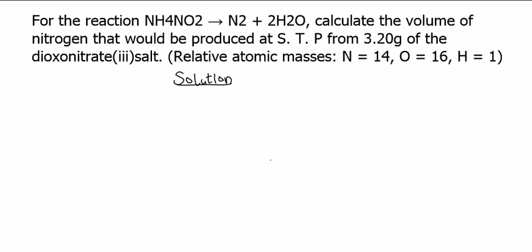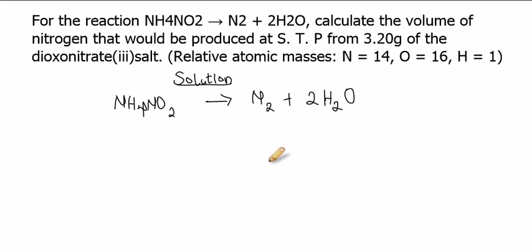In the question above, we have to calculate the volume that will be produced at STP from 3.20 grams of the dioxonitrate 3 salt, and we've been given a chemical equation that shows the reaction. So the first thing we'll do is to rewrite the equation, then from there we'll move on to finding the unknown. So here we have this is a balanced chemical equation.